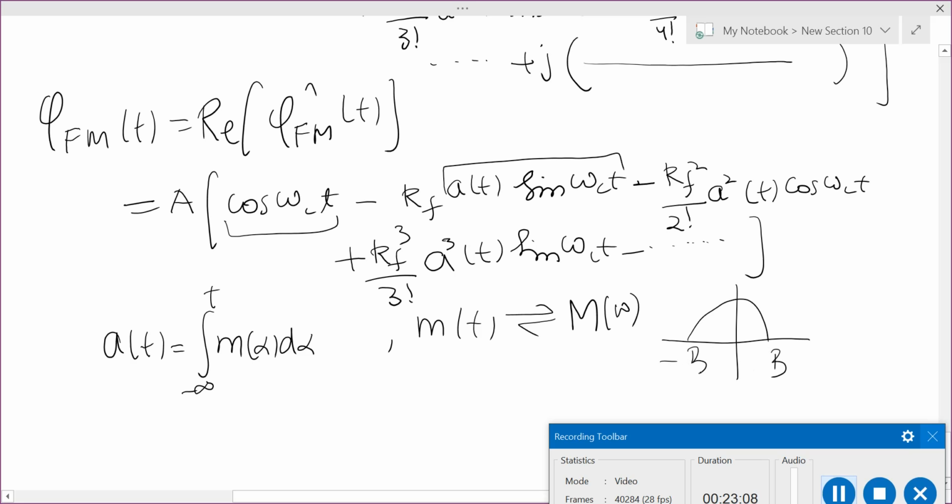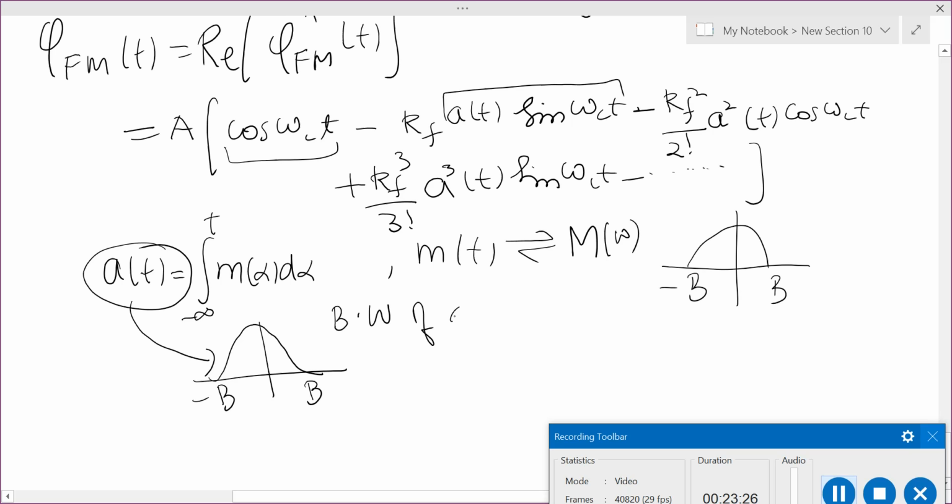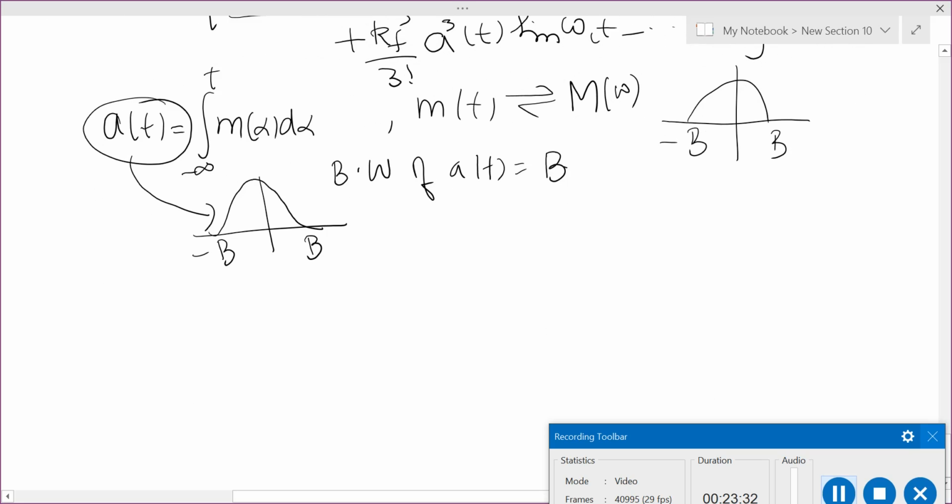Suppose this is the Fourier transform of the message signal, so its bandwidth is B. Here is a fact which you should remember right now: if you integrate a time signal, the bandwidth of the Fourier transform of the integral does not change. It will still remain minus B to B. Integrating does not change the bandwidth. This is the fact we are using here. It has a simple proof also, but we will not do that right now.